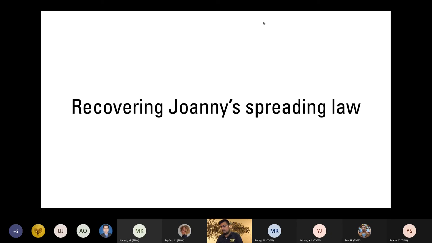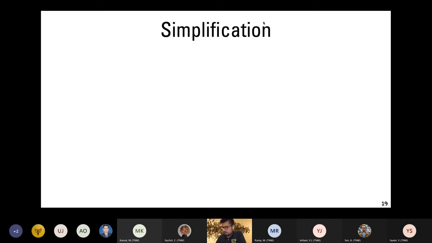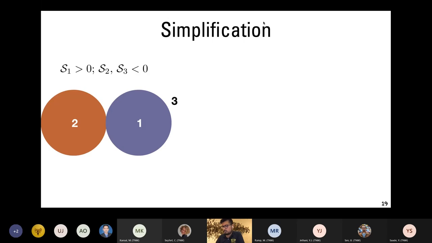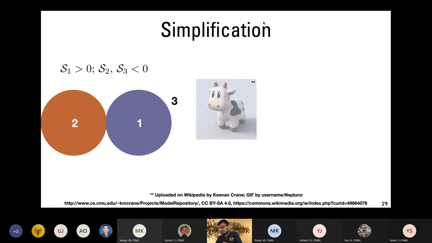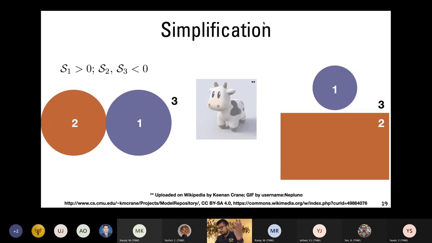The first example that we are going to do is to recover Tanner's spreading law. Tanner has a very nice spreading law for oil droplets spreading on water baths, and that is what we'll try to recover. Before that, we will make a simplification. Going from this configuration, we as physicists love to have spherical cows. So we will use a configuration which looks like this.